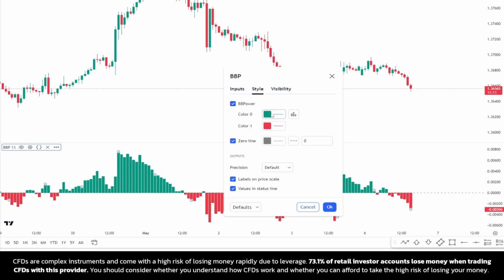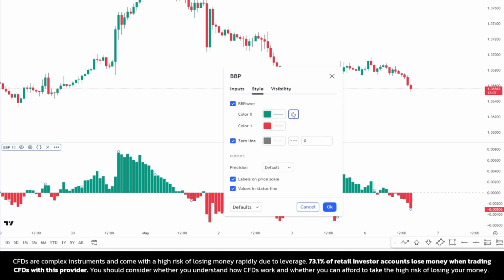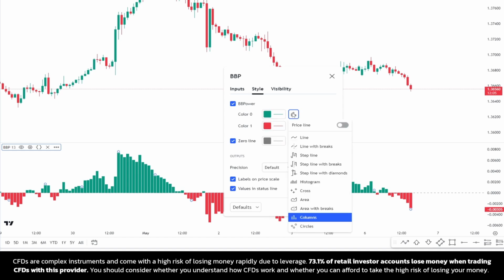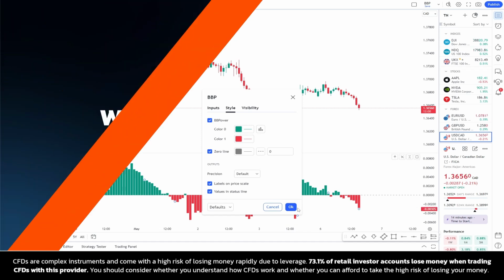Additionally, users have the flexibility to modify the visualization of the indicator, including color, thickness, and style, to enhance clarity and distinguish it from other chart elements.